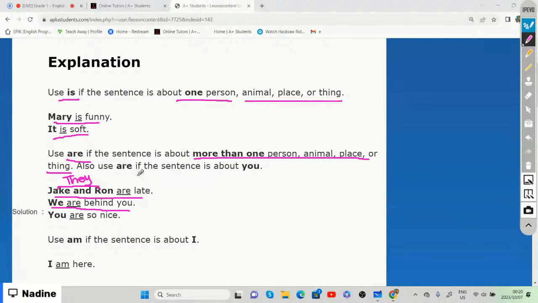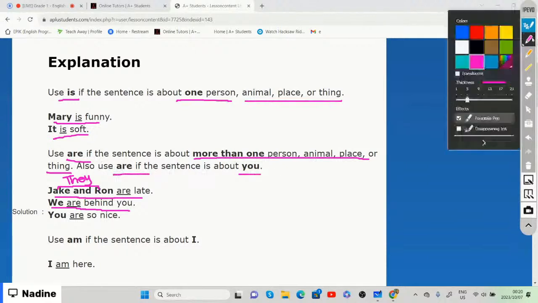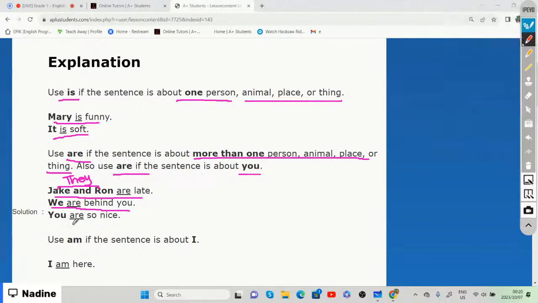And then we also use are if the sentence is about you. For example, you are so nice. So we don't say you is so nice because it's referring to one person. No, that is incorrect. You need to say you are so nice. And then we use am if the sentence is about I.